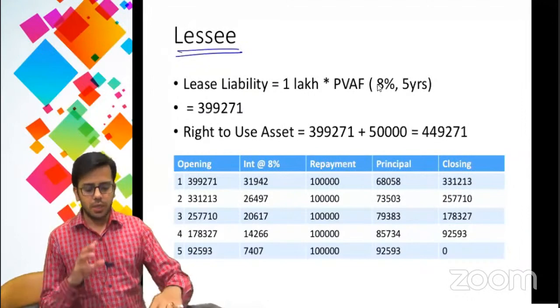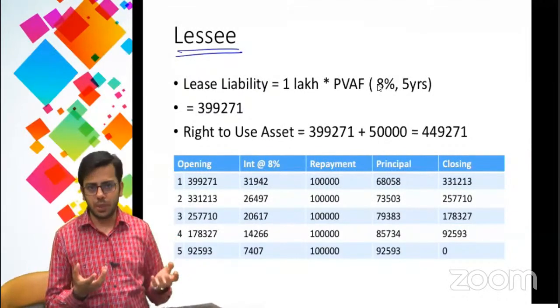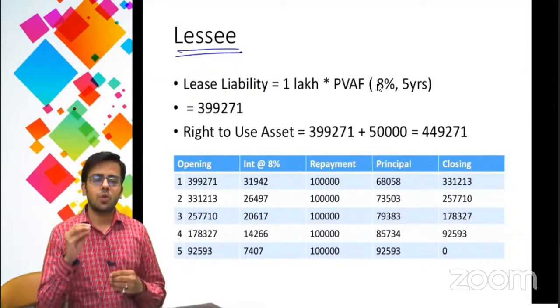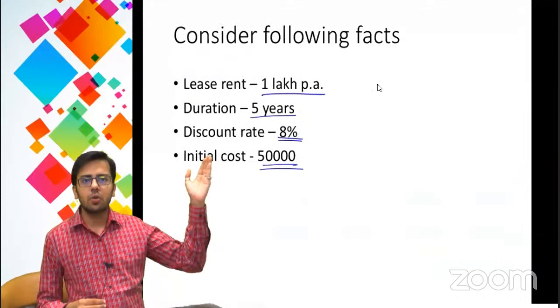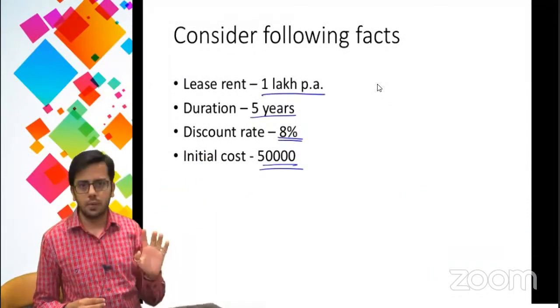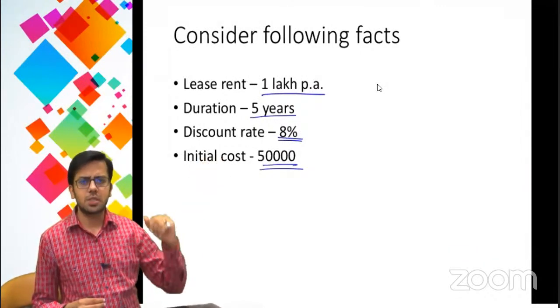Now what the lessee does is, irrespective of the fact, we don't check whether it is a finance lease or operating lease. The new standard Ind AS 116 tells you that what you have to do is whatever lease rent you are going to get, 1 lakh for the next 5 years, discount it at 8%.